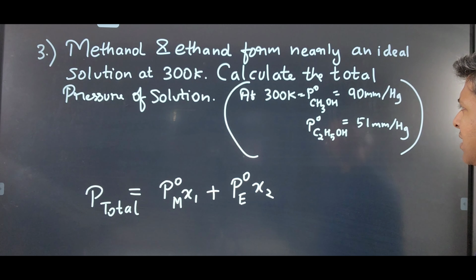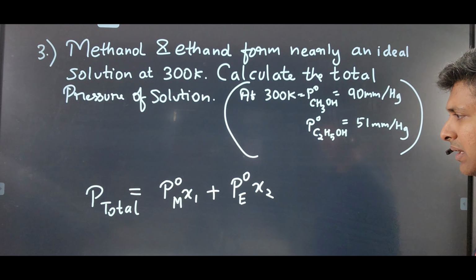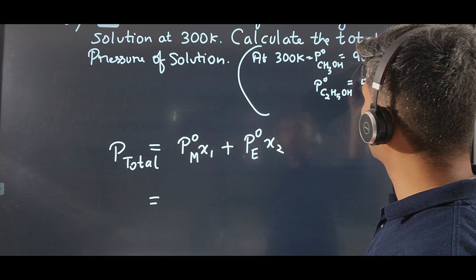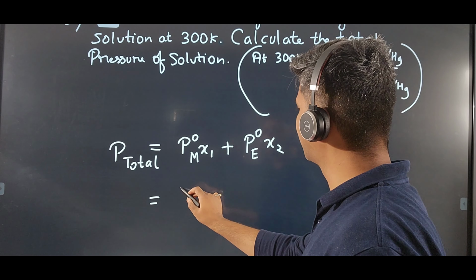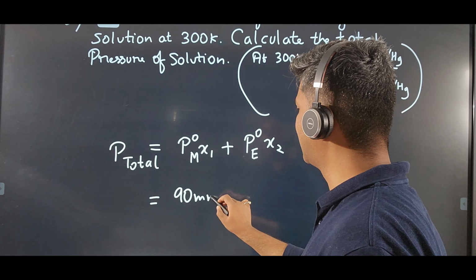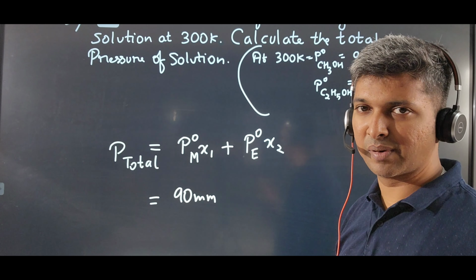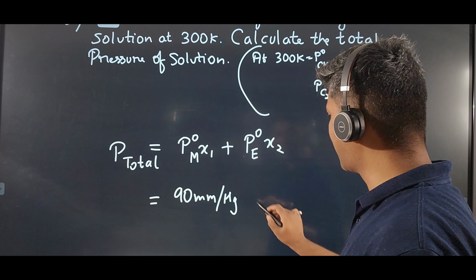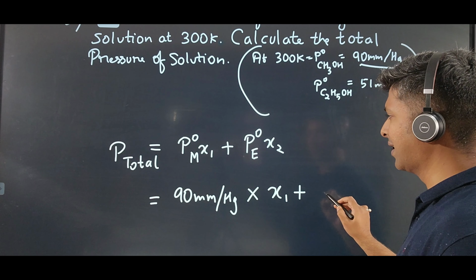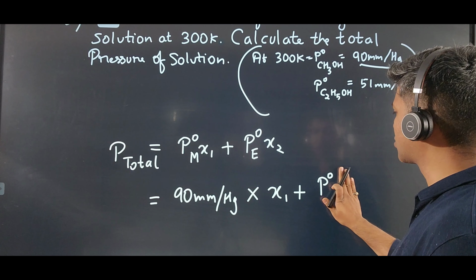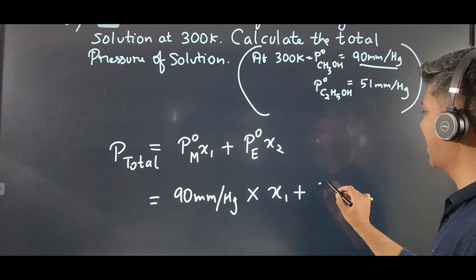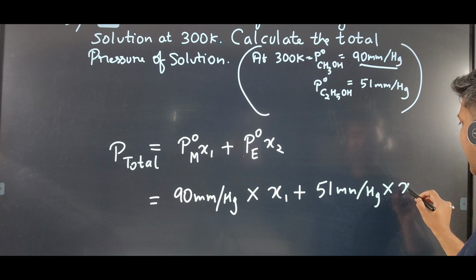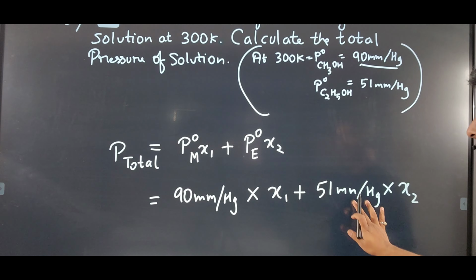The individual vapor pressures of methanol and ethanol have been given. We have to find out the mole fractions. So let us put in the values. Individual vapor pressure of methanol is 90 mm Hg. When it is individual vapor pressure, it's also called partial pressure. So 90 mm Hg multiplied by x1. What is x1? That we don't know, we'll find out shortly. Then the partial pressure of ethanol, 51 mm Hg, multiplied by x2. So let us find out x1 and x2.